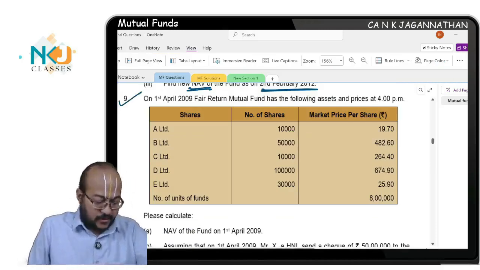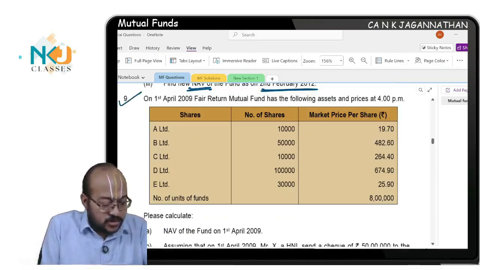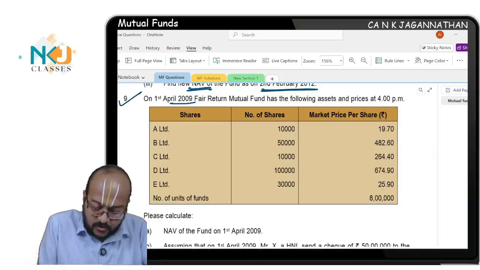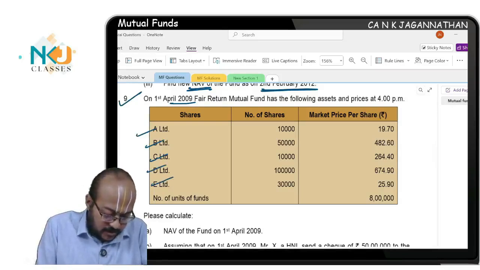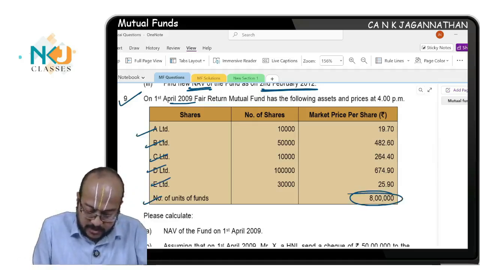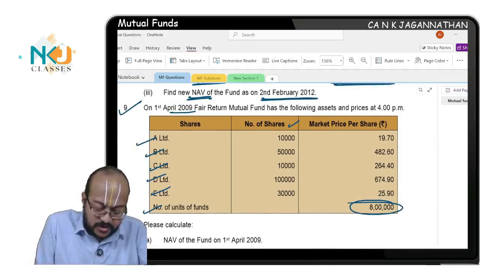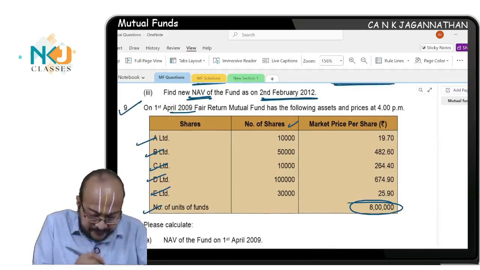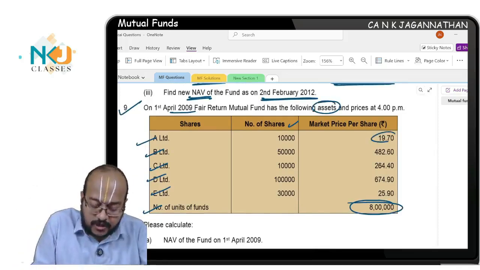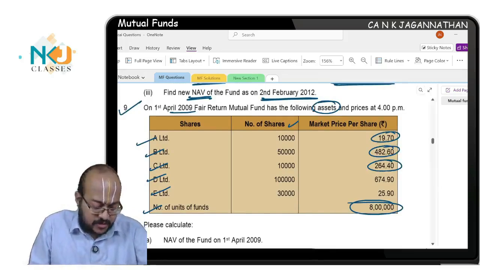Question number 9. On 1st April 2009, Fair Return Mutual Fund has the following assets and prices at 4 p.m. A Limited, B Limited, C Limited, D Limited. Number of units of funds given as 8 lakhs. Okay. This is number of shares given. These are all the assets which the mutual fund invested in, okay, and respective market price of these assets given.